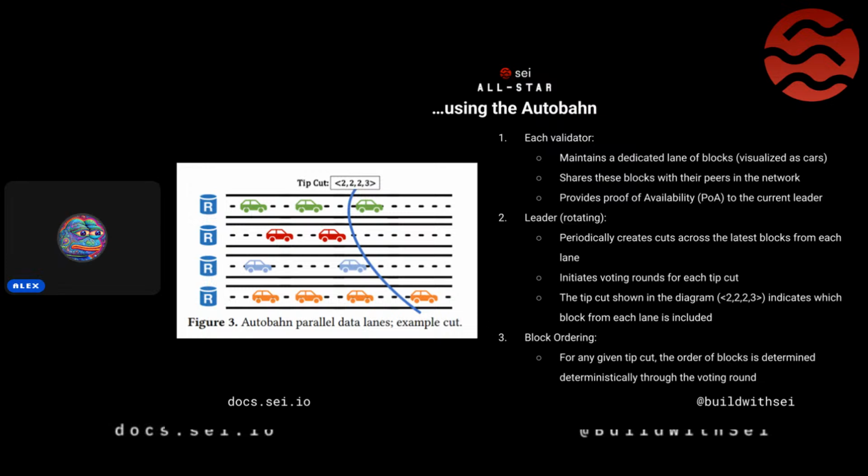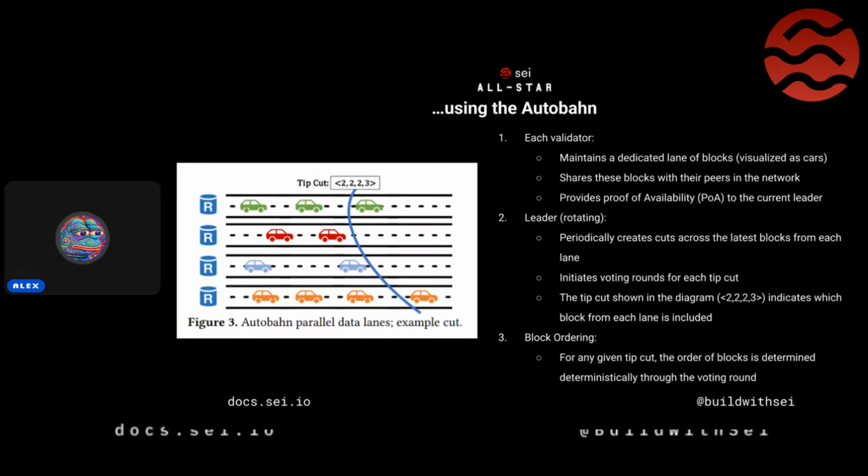And then, for example, for the tip cut 2, 2, 2, 3 means we have 2 cars at the top, 2 cars in the upper middle lane, then 2 cars at the bottom middle lane, and then 3 cars at the bottom lane. So as you can see, essentially this is like 2, 2, 2, and 3. So by doing this, the leader can then pick up essentially all blocks that need to be included.